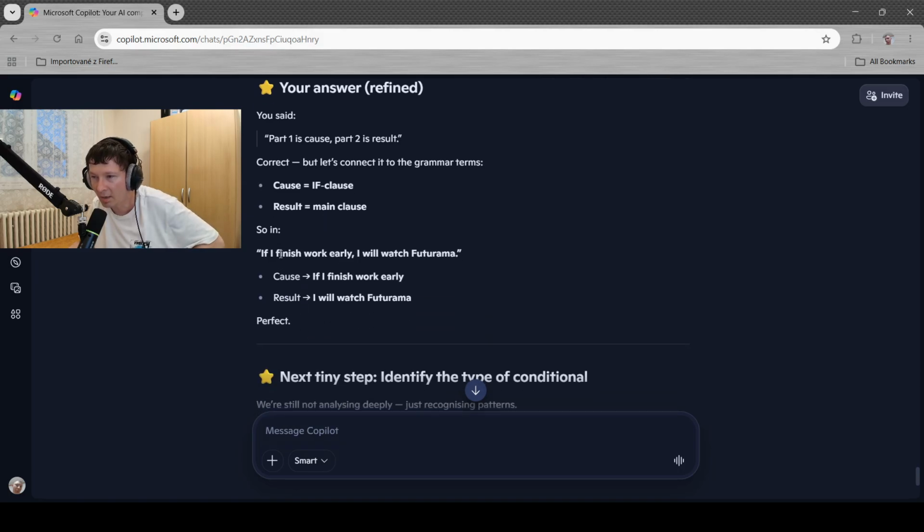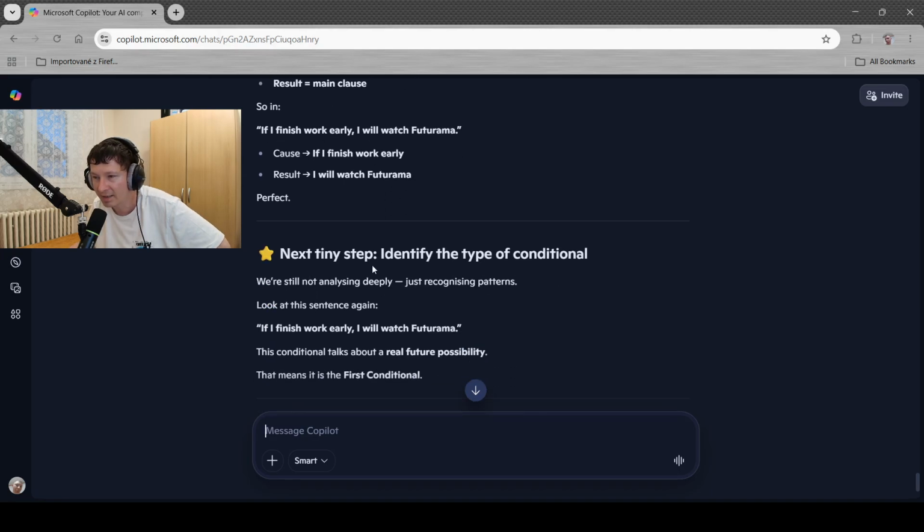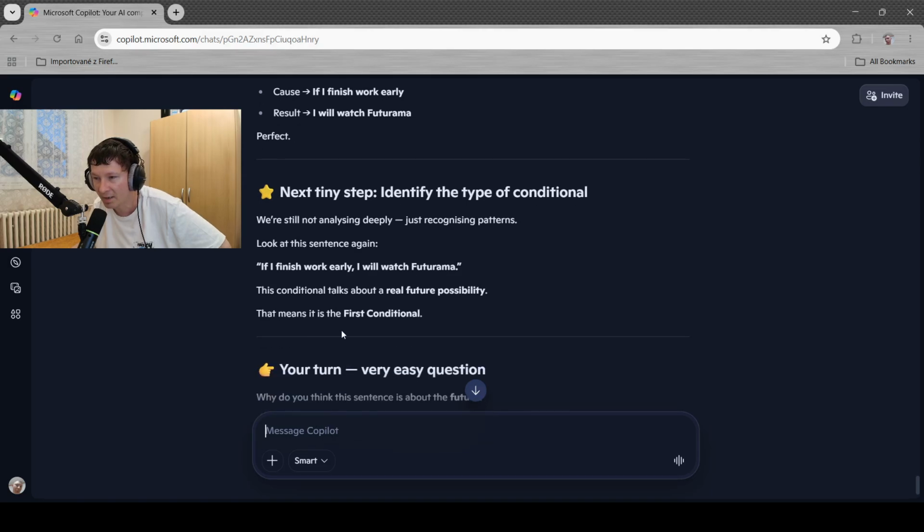In "If I finish work early, I will watch Futurama," cause: if I finish work early, result: I will watch Futurama. Perfect. Next tiny step, identify the type of conditional. We're still not analyzing deeply, just recognizing patterns. Look at this sentence again. If I finish work early, I will watch Futurama. This conditional talks about a real future possibility. That means it is the first conditional.